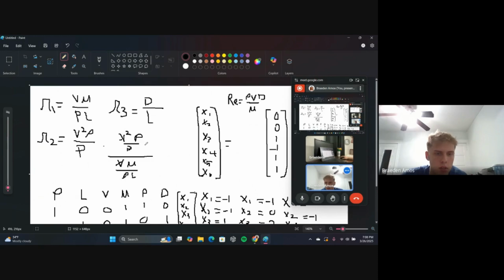So we do that, and we get rho V L over mu. And then to get the Reynolds number, we just multiply it by pi 3, so it'll be times D over L. Get rid of the L's. So we do all that, then we get rho V D over mu. And that is the Reynolds number.